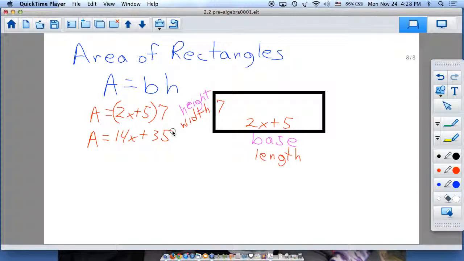So hopefully now you understand how to use your distributive property to multiply everything that's outside the parenthesis by what is inside the parenthesis.